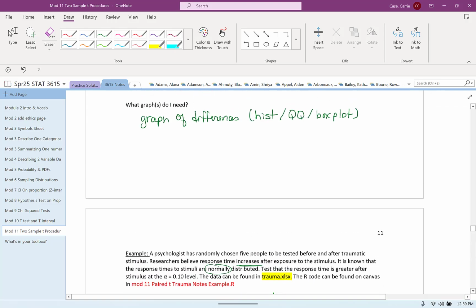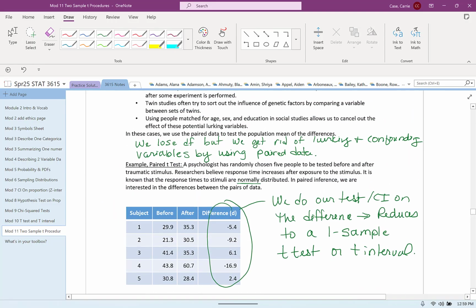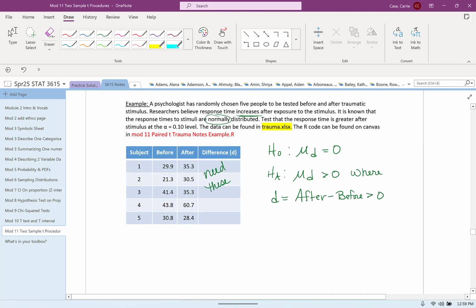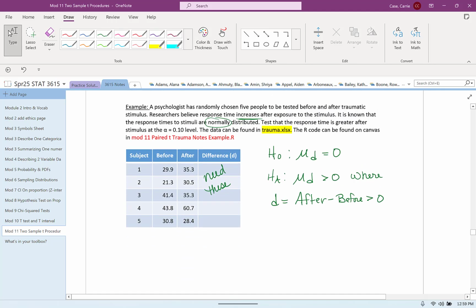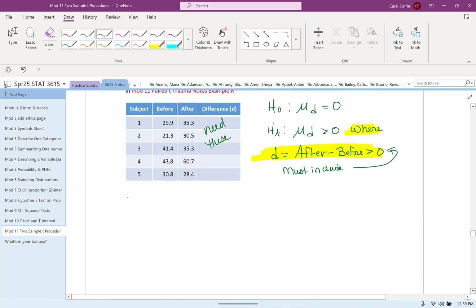By the way, I'm subtracting the opposite way we had it from up here. So I'm doing it the way that I want based on what we were asked to test. You must include this statement when you write your hypotheses. All right, so we want the statistics where D is after minus before.